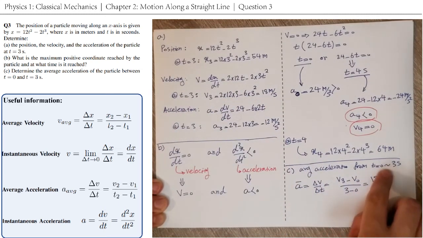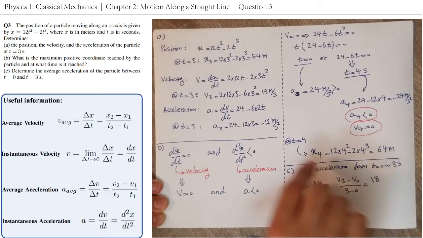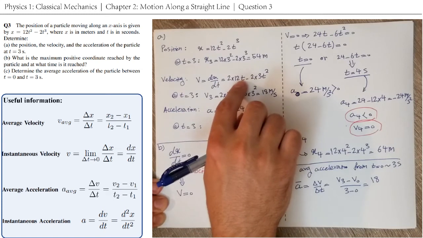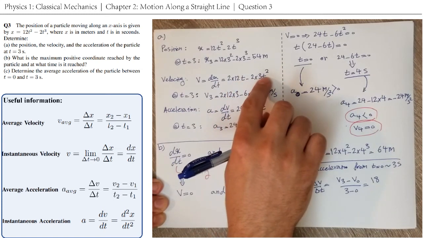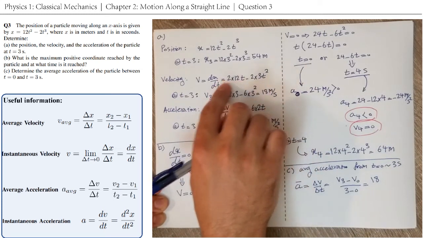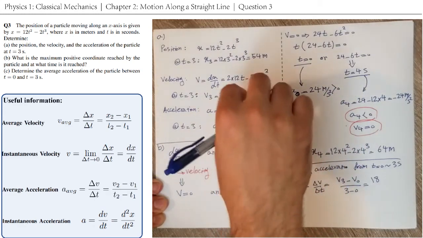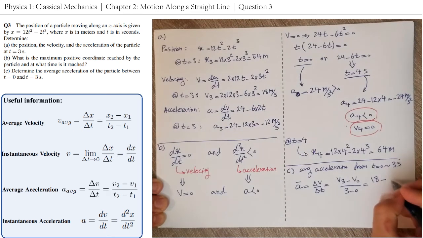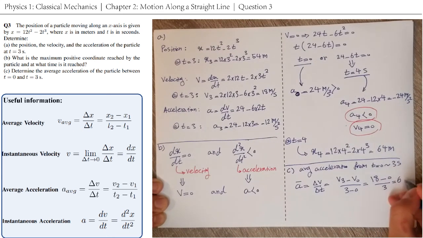And for v0, which means that t equals 0, if I plug it here, I will see that v will become 0 because I have t here and I have t here. So if I plug 0 in for t, it would make this whole thing 0. So it's going to be 18 minus 0 divided by 3, which is going to be 6 meters per square second. And that's it.